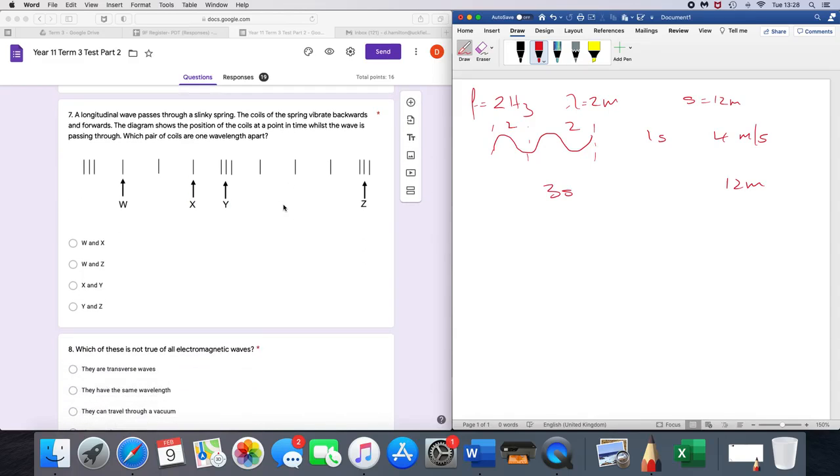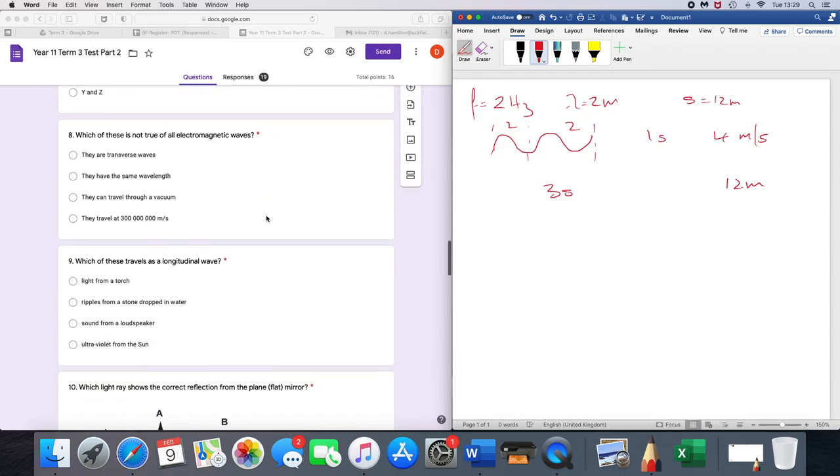Question 7, a longitudinal wave passes through a slinky. Which pairs of coils are 1 wavelength apart? So we have W and X are both in the rarefaction, low pressure area, so that's no good. Y is the middle of a compression. Z is the middle of the previous compression, perhaps, maybe the next compression, depending on which way the wave's going. So 2 successive compressions, Y and Z. So the answer to 7 is D.